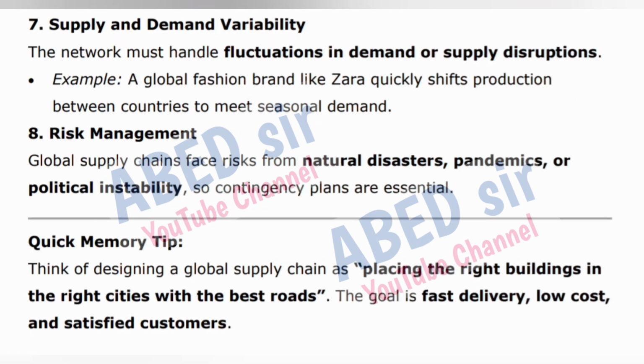7. Supply and demand variability. The network must handle fluctuations in demand or supply disruptions. Example: a global fashion brand like Zara quickly shifts production between countries to meet seasonal demand. 8. Risk management. Global supply chains face risks from natural disasters, pandemics, or political instability, so contingency plans are essential.